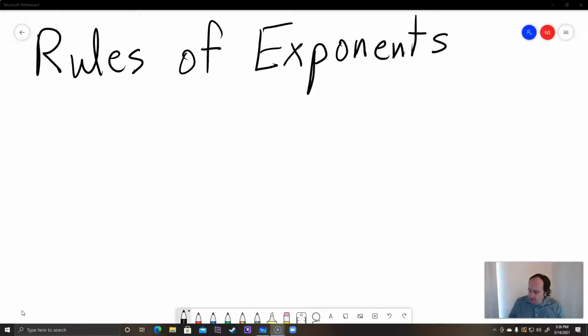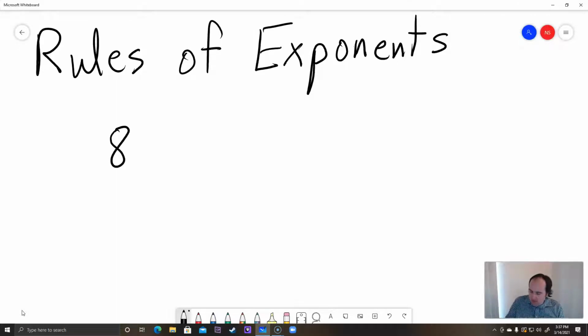Okay? So remember, when you have an exponential, something like 8 to the second power, we say 8 to the 2 or 8 to the second power. The 8 would be called the base. Okay, so 8 would be the base. And then 2 would be the exponent.